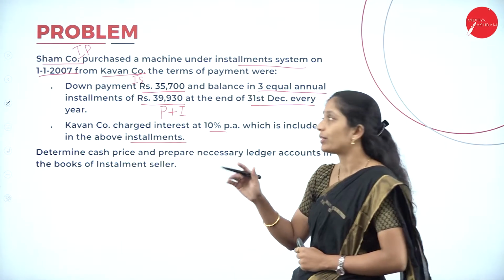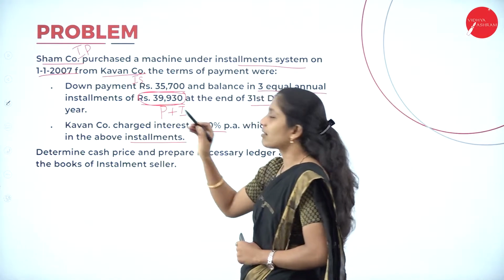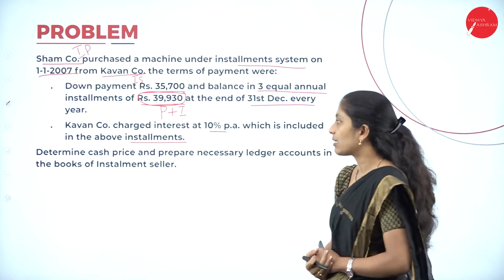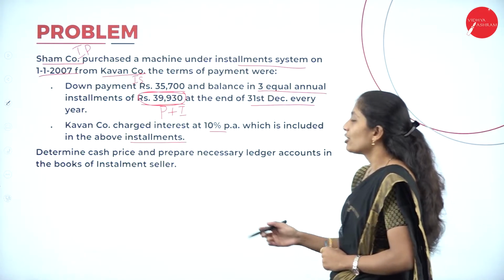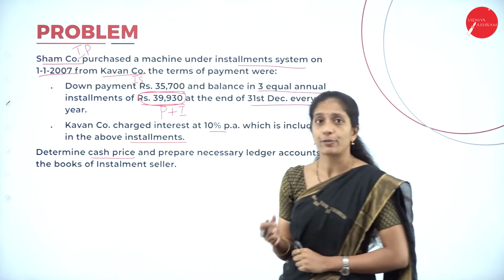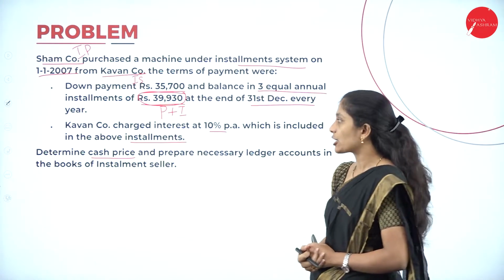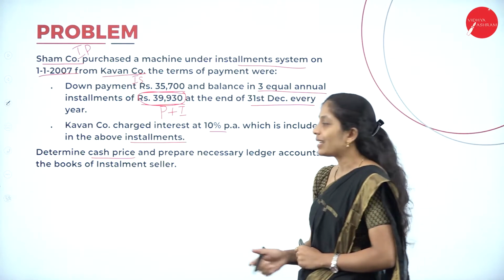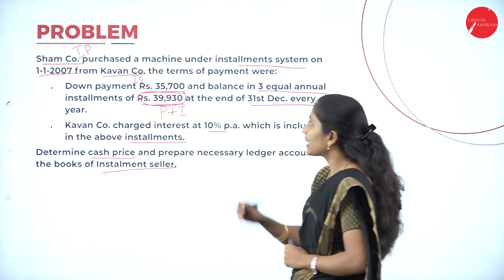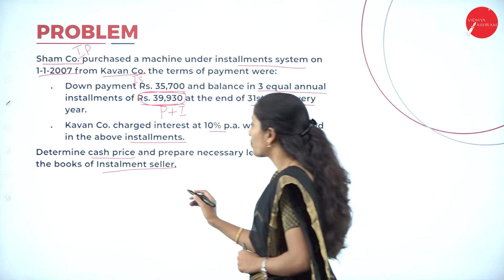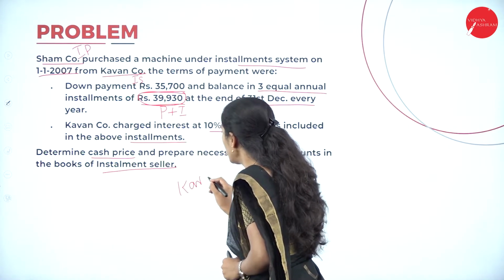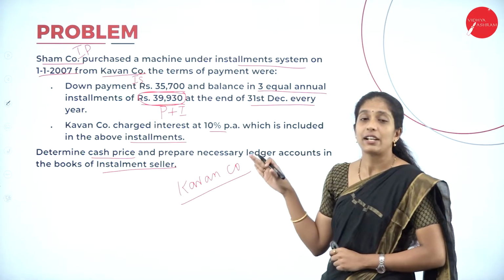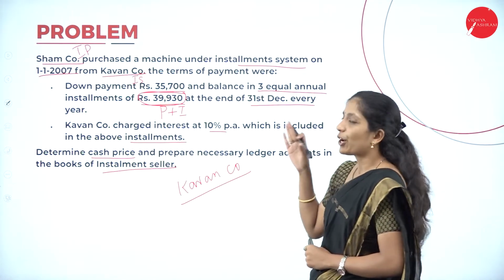So they have directly told. So in this installment amount, interest is included. It is nothing but installment which is inclusive of interest. Determine cash price. So as I told, they have not given the cash price of the asset. We have to calculate the cash price and prepare necessary ledger accounts in the books of installment seller. Now who is the installment seller here? That is Kavan company. So we have to prepare entries in the books of Kavan company. Clear? So these are the ledger accounts we have to prepare. Hope you are clear with the problem.